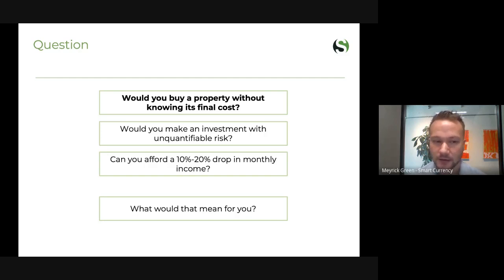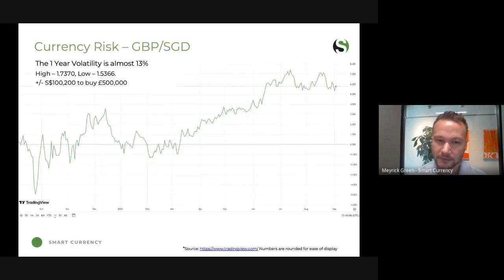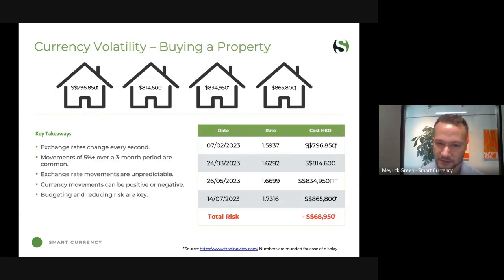Another question: what would a 10-20% drop in monthly income mean if you're taking rental income, or a dividend from that and returning it back to Singapore? And what would that mean for you? So here's what we do. If you move to the next slide, remember that graph looking at that risk of 1 year, 13% volatility. Here's what we'll do. We'll apply a property purchase against that. What I've done is I've looked at buying £500,000 of UK property over a time period. Let's say we bought that property in February, it would cost X. If you bought it in March, it would cost Y. And again, if you bought that in June, or July, it would cost X.